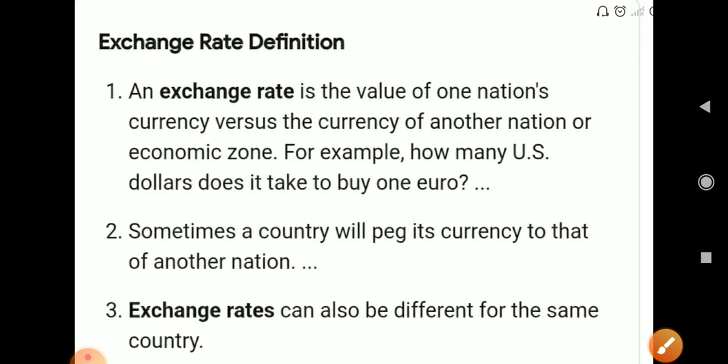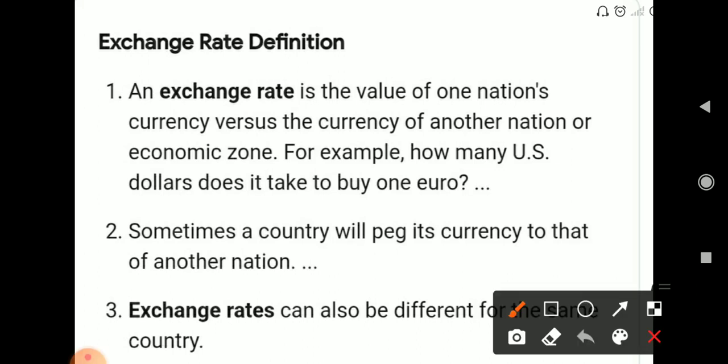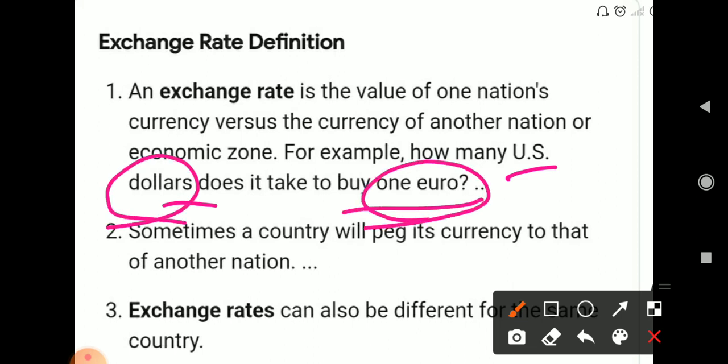So next, we look at the exchange rate definitions as I have told you right here. For example, the US dollar and the euro, and the comparison between dollar and euro. I have given you the example of INR versus US dollar.